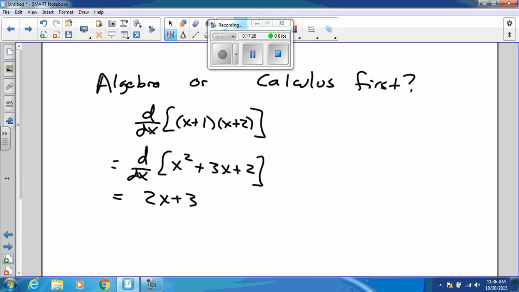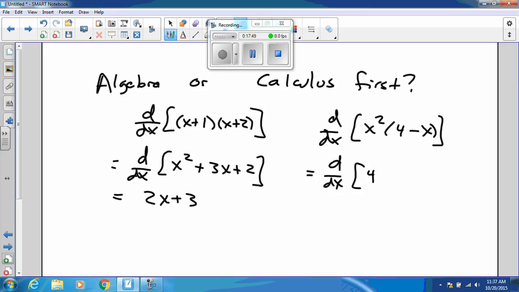Does that make sense? So you're saying if there's a product, you could maybe simplify it, and then you wouldn't have to do the product rule? There you go. Right. Same kind of thing happens here. Do I want to use the product rule here? No, I do not. Look how easy that is to simplify. 4x squared minus x cubed. Ta-da. Easy peasy.